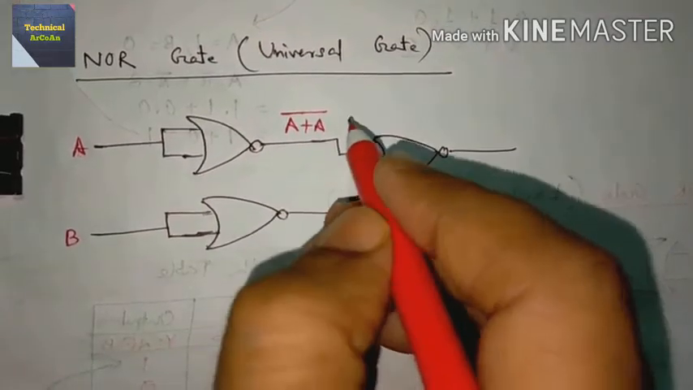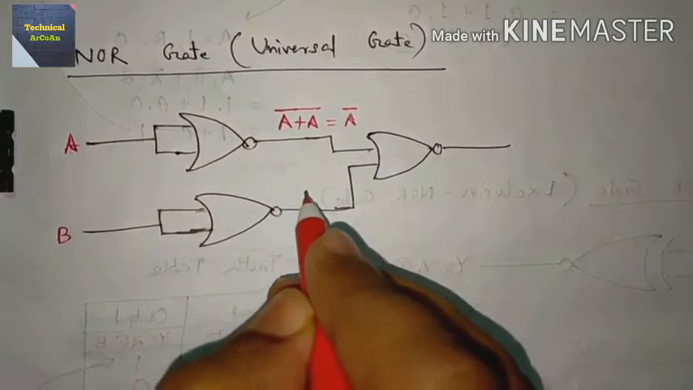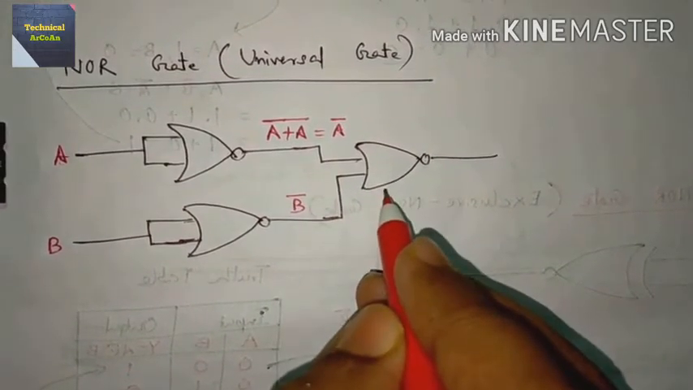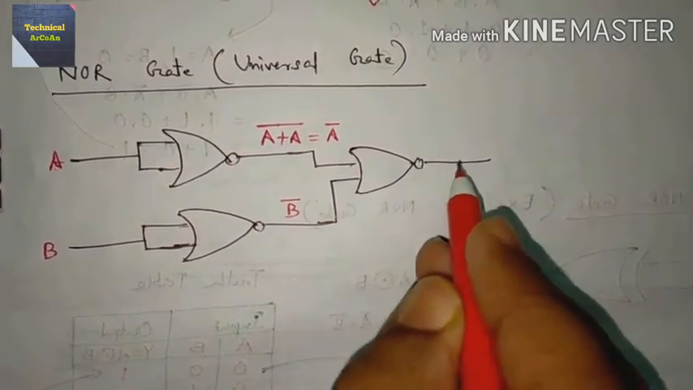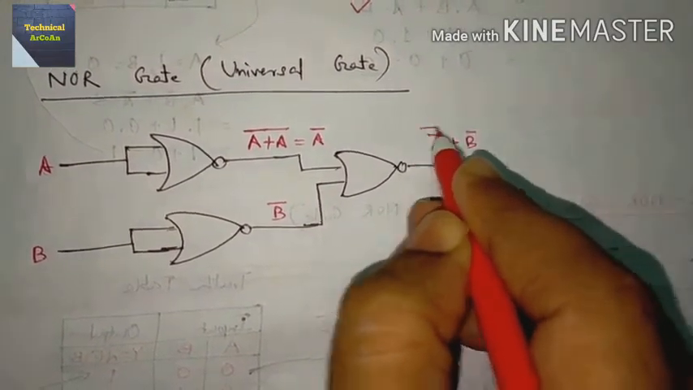So A plus A means what? A, and the complement will remain. So the output will be A complement, and in the same manner there will be B complement. Now A complement and B complement go as inputs. Now what will be the output? A complement plus B complement, and whole complement.